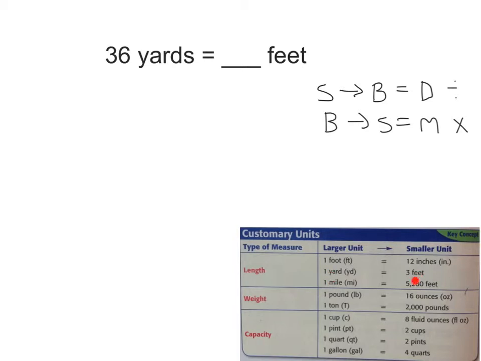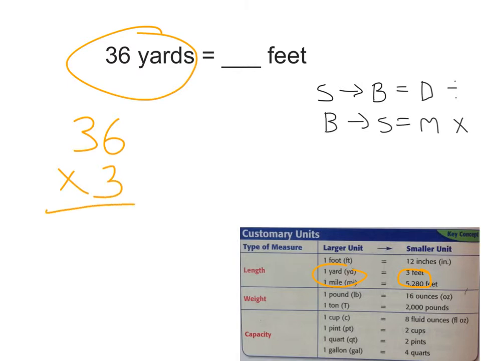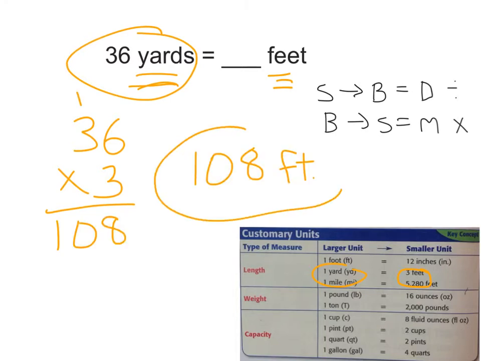1 yard would be larger than 1 foot. So I'm going here, big to small. So there again, I multiply. If there's 3 feet in 1 yard, I'm going to need to find out in 36 yards how many feet there are. So I'd have to go 36 times 3, because I'm going from bigger to smaller. And when I multiply that out, I get 108 feet.